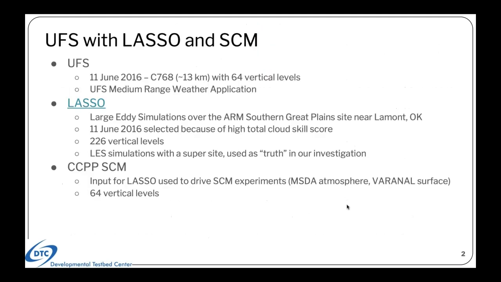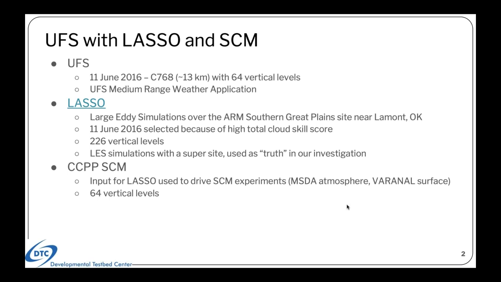So we're going to jump right into it by looking at the three models that we used for this study, and we start with the UFS medium range weather application at C768 horizontal resolution with 64 vertical levels. And we ran this for June 11th, 2016, a 72-hour forecast, but we only used the first 15 hours of that forecast to match better with our LASSO, which are large eddy simulations that took place over the Atmospheric Radiation Measurement Southern Great Plains site near Lamont, Oklahoma. And the date was selected because of the high total cloud skill score.